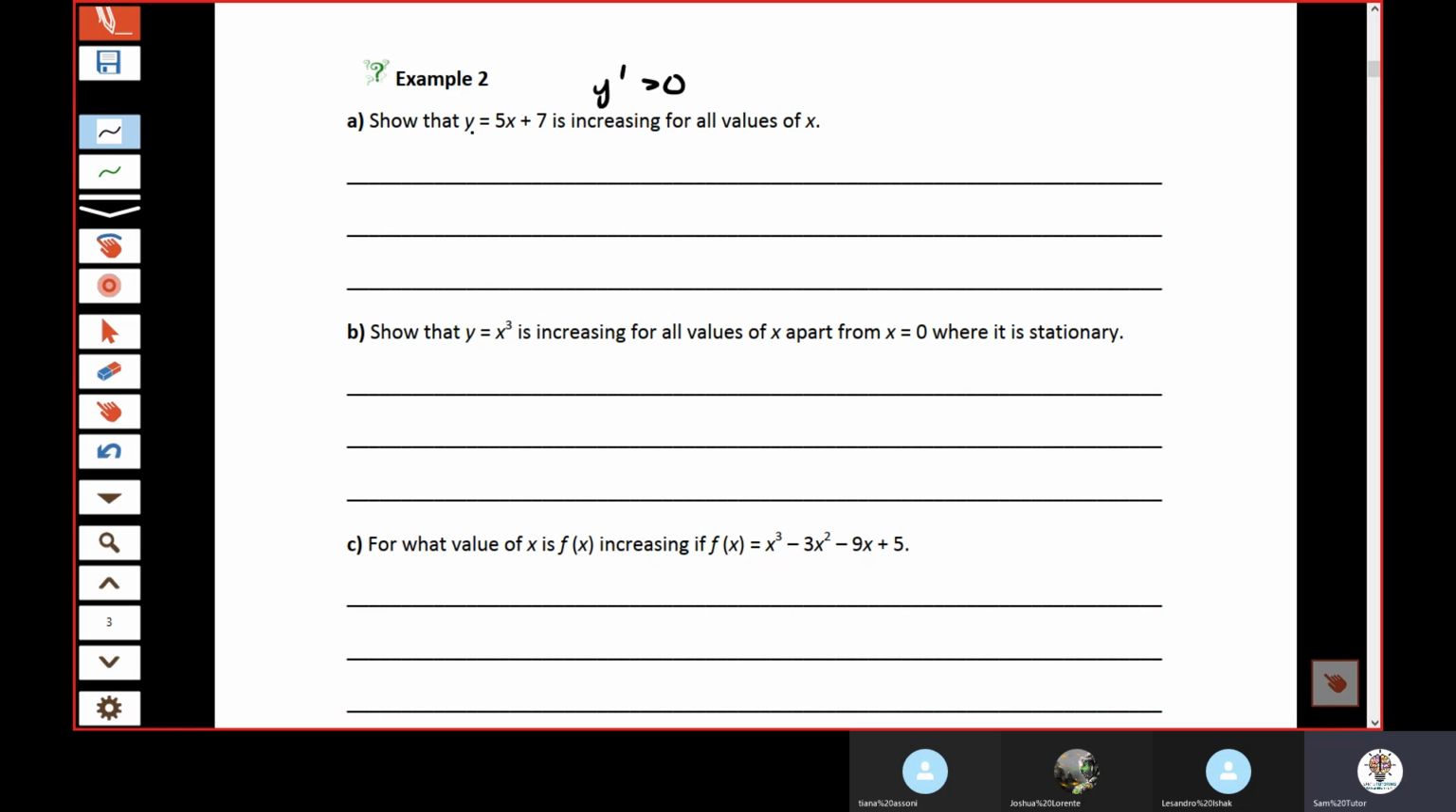It says, show that this is increasing for all values of x. You see how you just wrote that? It's what you've got to always do when you're studying. Good work. All right, here we go. Y dash equals 5, and therefore? You don't need to get to that point yet. Therefore, just greater than 0.